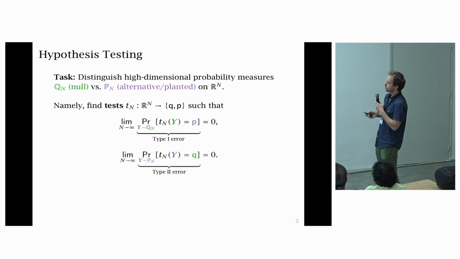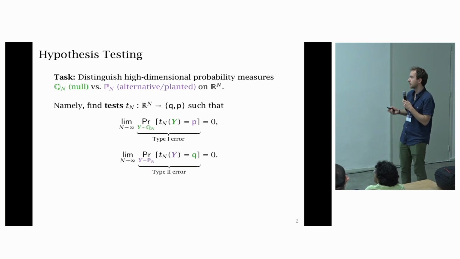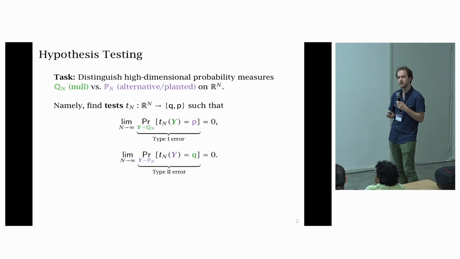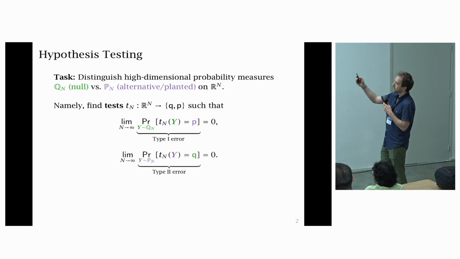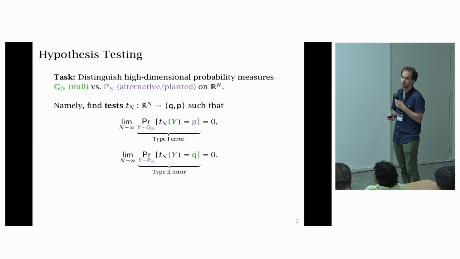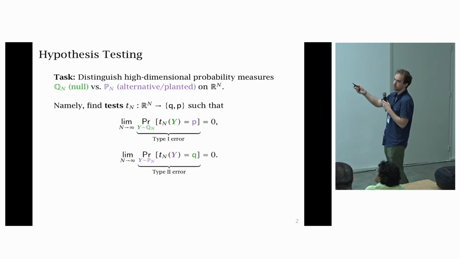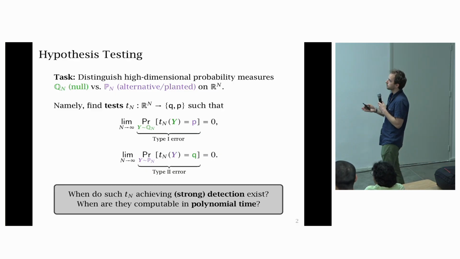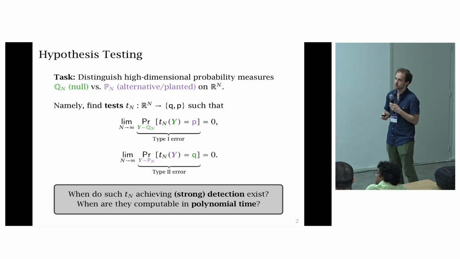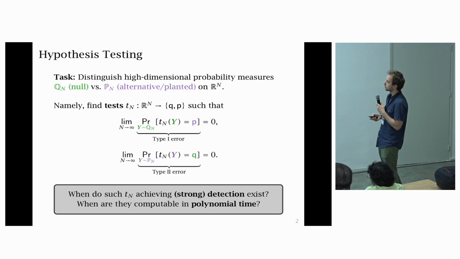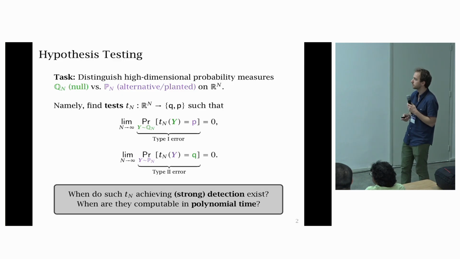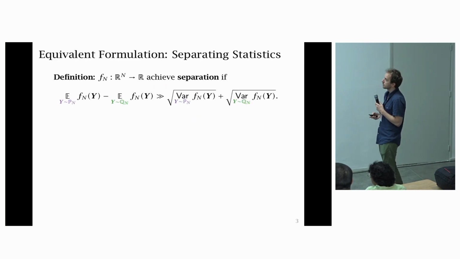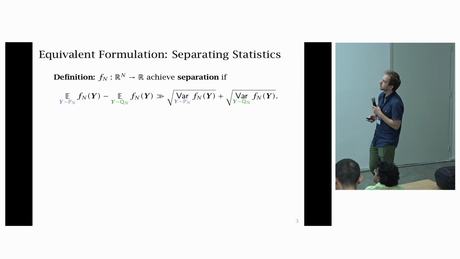My notion of succeeding in doing this will be whether you can hypothesis test. A test is a function that takes a sample from one of these two things and tells you which distribution it thinks it came from. I'll say that the test is successful if both types of error go to zero, the probability that I drew from one distribution but my test told me it thinks the sample came from the other. I'll call this property strong detection, or just detection, and the question I'll focus on is when do such tests exist for a given sequence of distributions that are computable in polynomial time in n, the problem size.